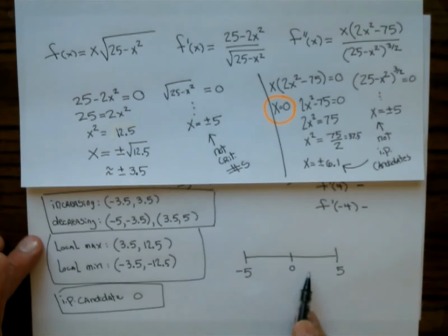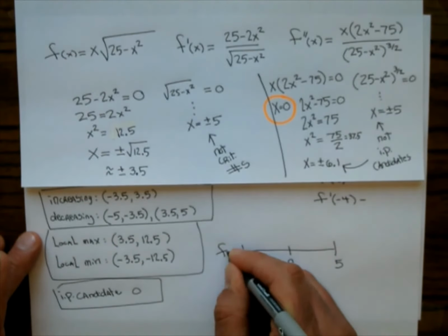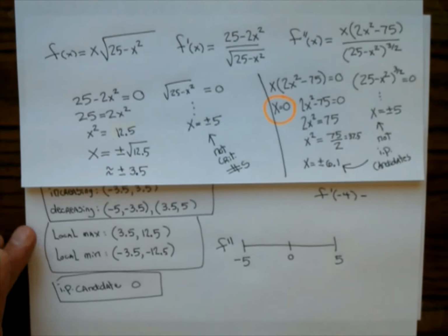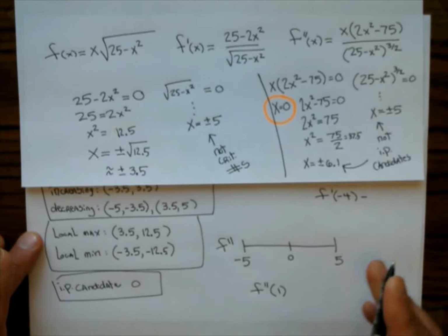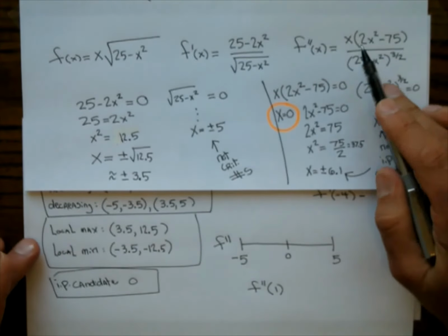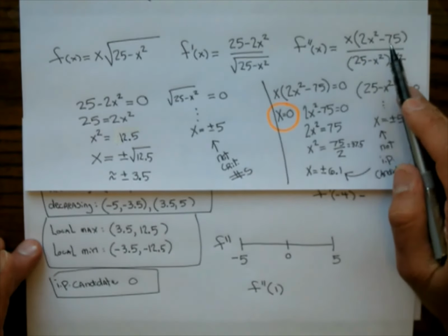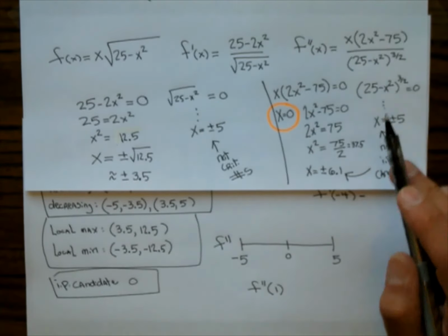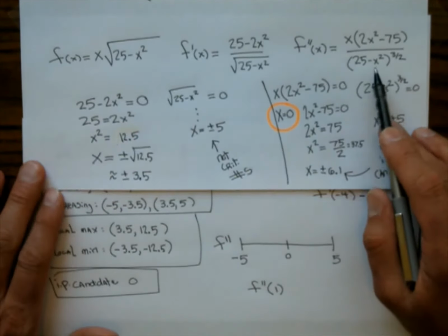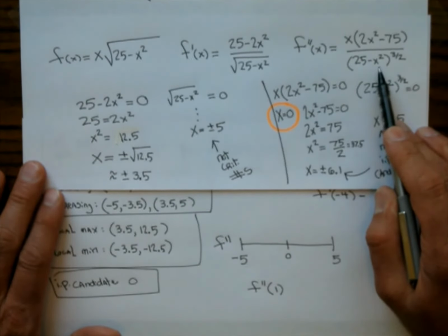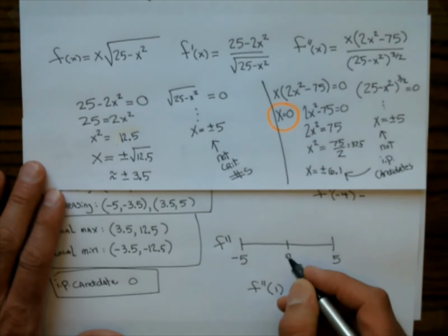And I have two regions to check for concavity. This right here is the second derivative. I'm going to go ahead and plug maybe 1 into the second derivative. And when I plug 1 into the second derivative, I get positive, negative, positive. So on the bottom, it's going to be positive, and that is negative. So it's going to be a negative.